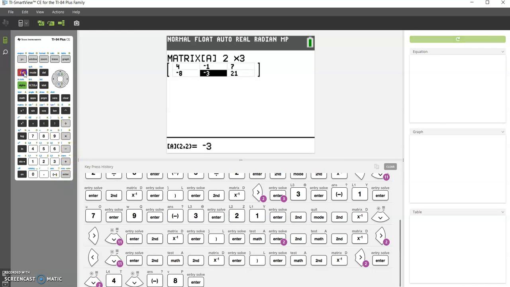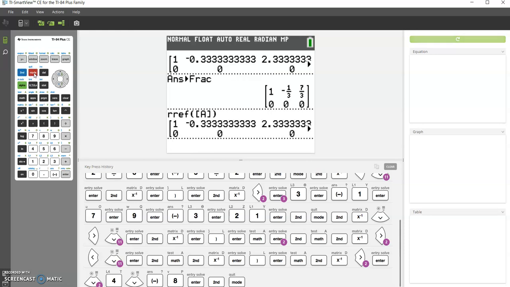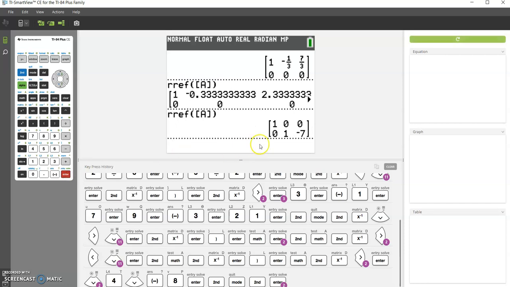So now I'm going to hit second, quit, get out of there. I want to RREF that one. I don't have to go through all those calculator steps. If you hit second, enter, that automatically pulls up RREFA, and so it's just your new matrix, and then you can hit enter. Okay, so here we know that x is 0 and y is -7.